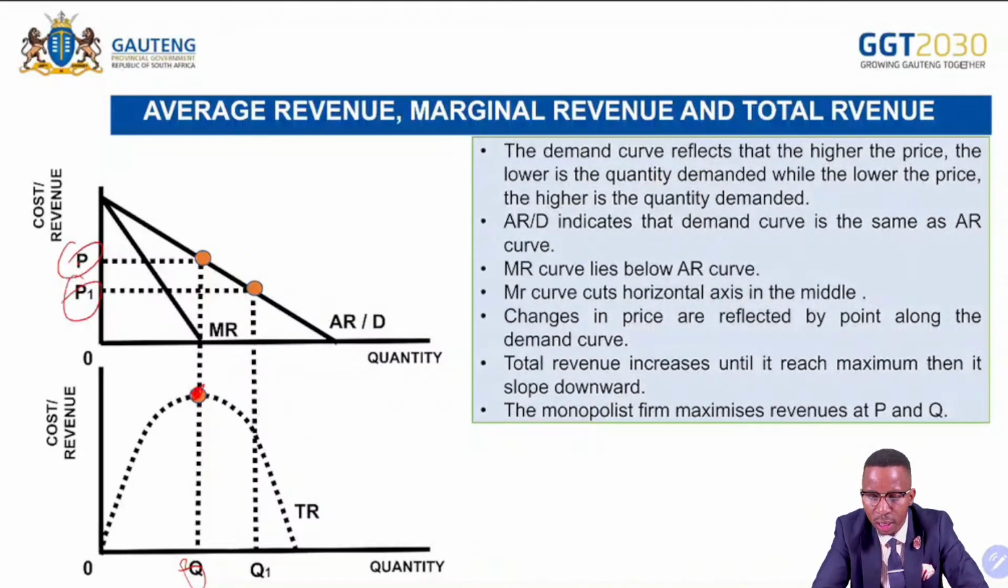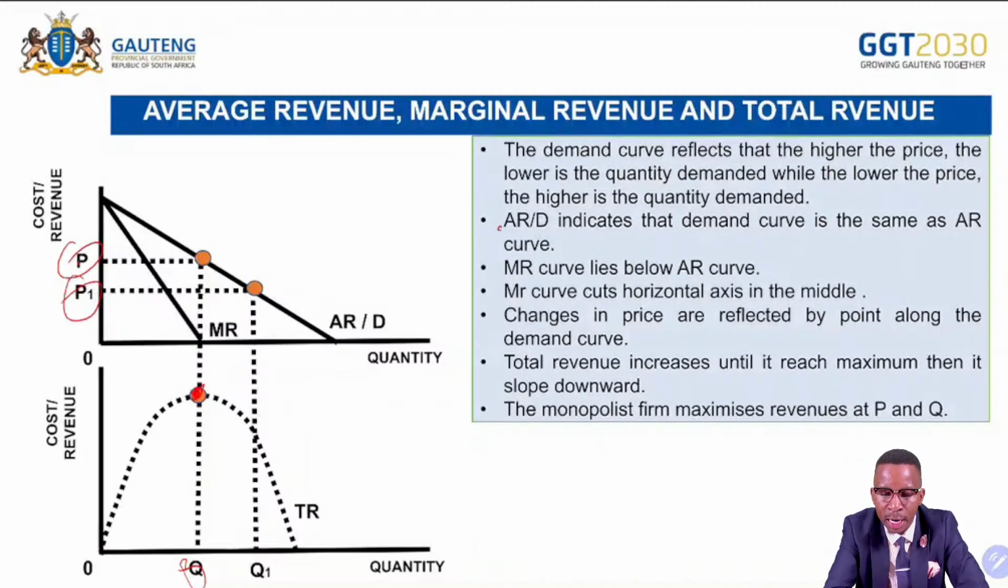Then the demand curve reflects that the higher the price, the lower the quantity demanded, while the lower the price, the higher the quantity demanded. Remember, consumers are always demanding more if the price is lower, and they demand less if the price is high. Then AR = D, meaning AR is equal to D, indicating that the demand curve is the same as average revenue. MR lies below AR as usual.